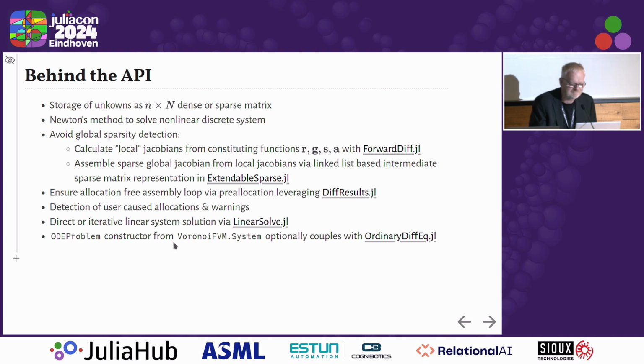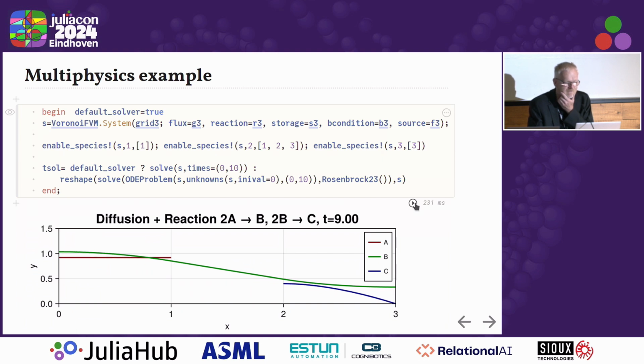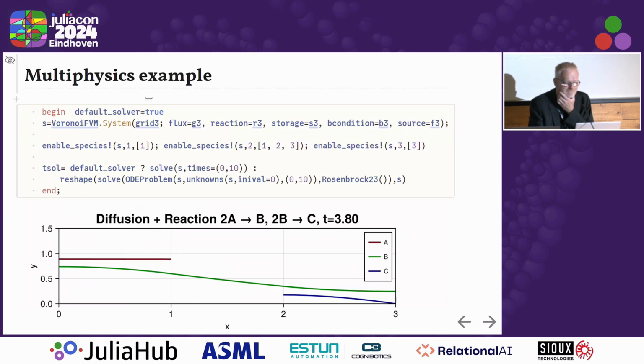I'm using LinearSolve now, and we can also use OrdinaryDiffEq.jl in order to solve time-dependent problems. And also I have a multiphysics feature in there, which means I can have different species in different subdomains. Here, for instance, I can have 3 species, one coming in here, reacting with a second one, which is transported, and then reacting to the third one, which goes out there. And so I can solve this also.